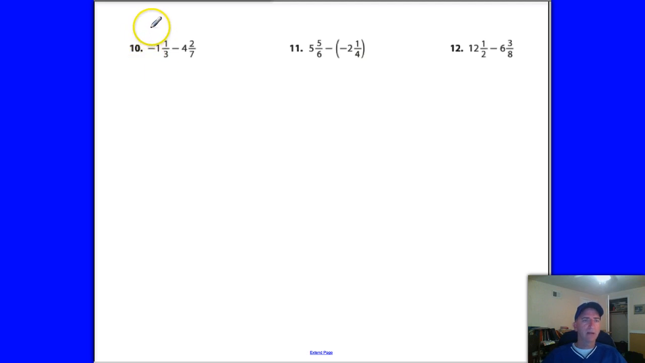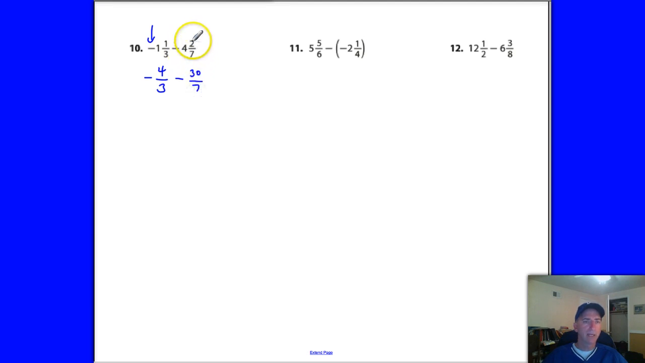Well, let's look at what we've got here. We've got negative 1 1/3 minus 4 2/7. So we've got to change these from mixed numbers to improper fractions. So 1 times 3 plus 1. 1 times 3 is 3, plus 1 is 4. So that's negative 4/3 minus, 7 times 4 plus 2, that comes out to be 30 over 7, right?